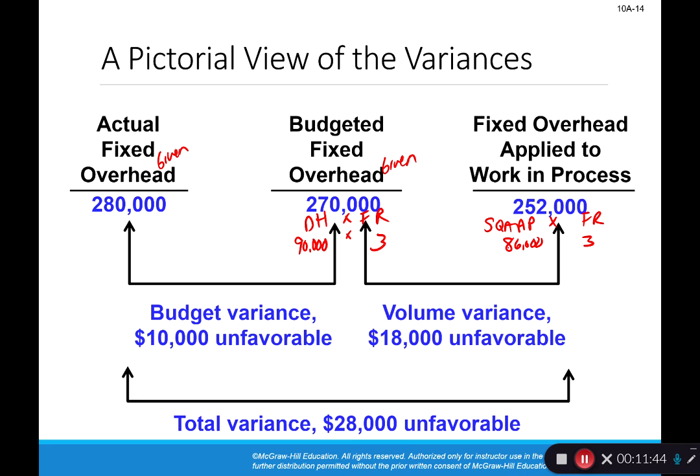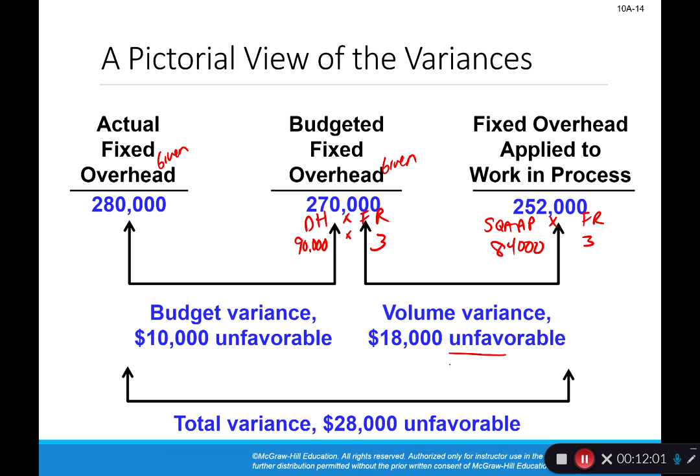And I did. I have a bad memory, apparently. So SQUAP was 84,000. 84,000 times 3 gives me my 252. Because my denominator hours were bigger than my standard hours allowed, that's why my volume variance is unfavorable.